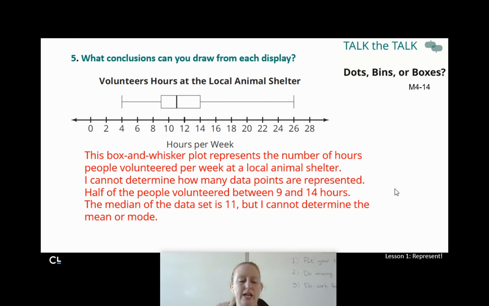So I find dot plots are great if you have a small amount of data. Histograms are great if you have a large amount of data. And box and whisker plots are great if you're comparing two sets of data, right? I have a set of data and you can do them right on top of each other. Makes it really easy to compare what's going on.